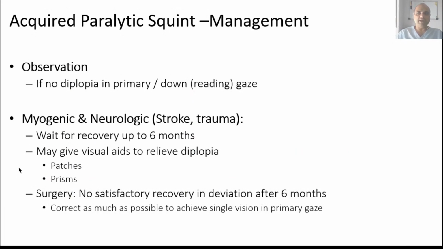For acquired paralytic squints, again, observation is the way to go. If there is no diplopia in primary gaze or down gaze, don't do anything.